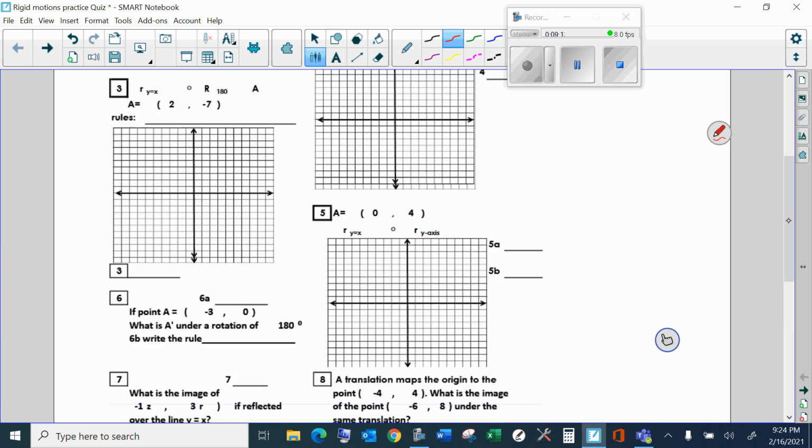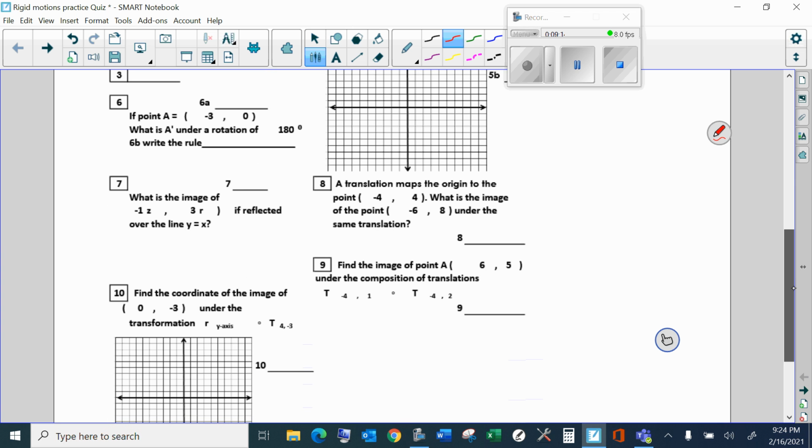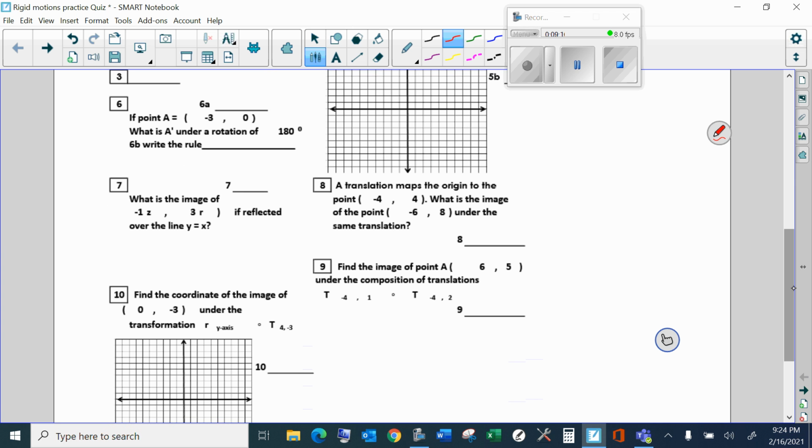Okay. Number 6. If the point A equals negative 3, 0, what is A prime on a rotation of 180 degrees? So 6A is the answer. So remember, rotation, write down the rule. 180 degrees is negative x, negative y. That's reflection over the x-axis and then the y-axis, or vice versa. Remember, because rotation and reflection over intersecting lines. So I do that, and I get 3 comma 0.